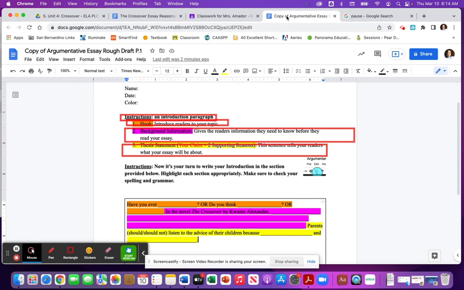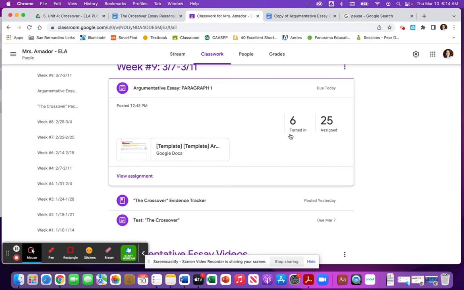All right, hopefully I've looked at it, given you the okay. If you do complete this, you need to make sure that you turn it in. So for example, in this class, I've got 6 people that turned it in, and I think more than 6 people actually finished it. So if you don't turn it in, then I'm not going to count it as part of your grade. You need to make sure that you actually turn it in on Google Classroom.